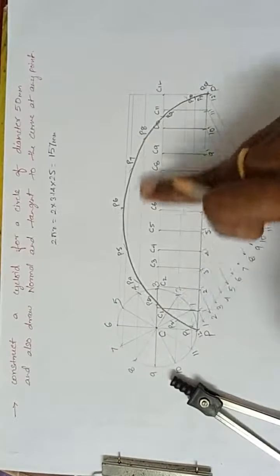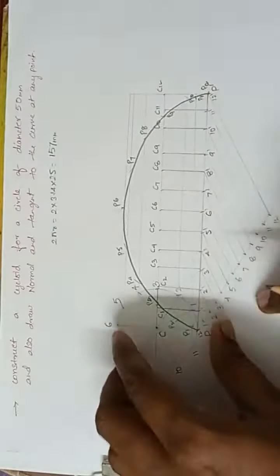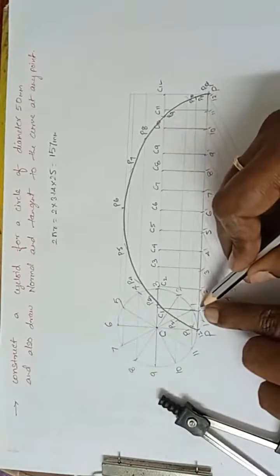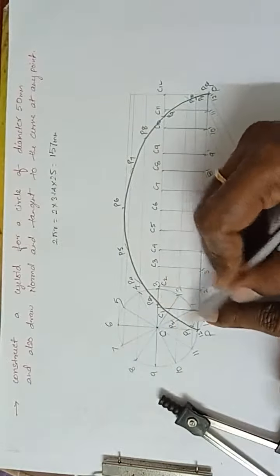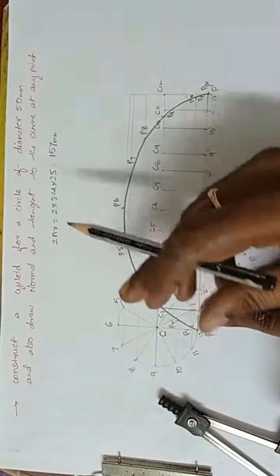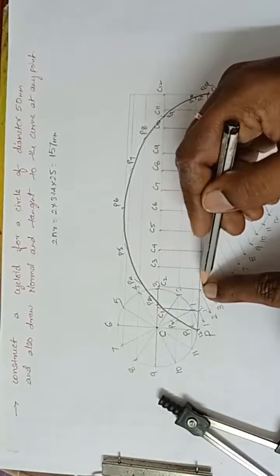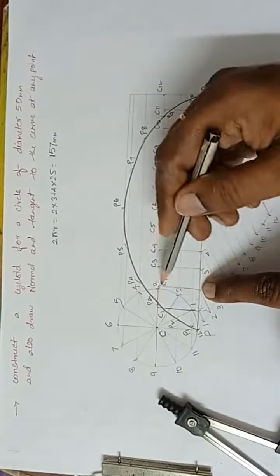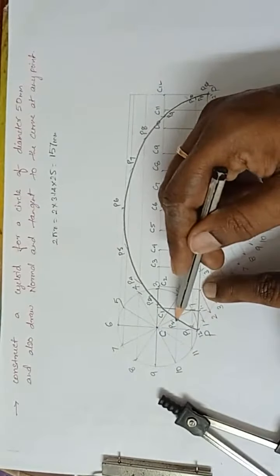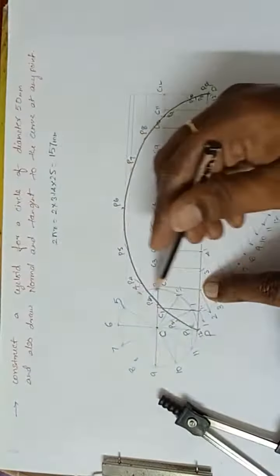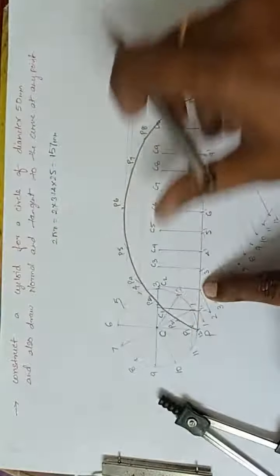What is the meaning of this? If the circle is rolling, 1 will touch 1 dash, C will move to C1 and P will move to P1 while rolling. Now, if the circle is rolling, 2 will touch 2 dash, C will move to C2, P will move to P2. So all the points are shifting, 1, 2, 3, 4, 5, 6, this is shifting.